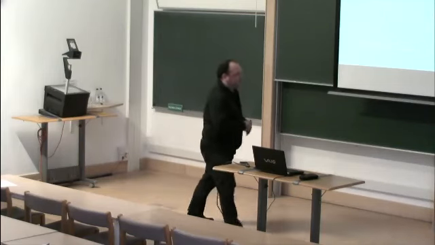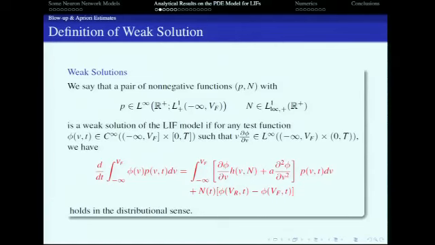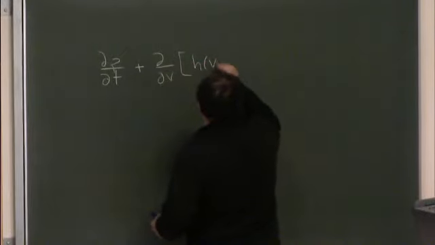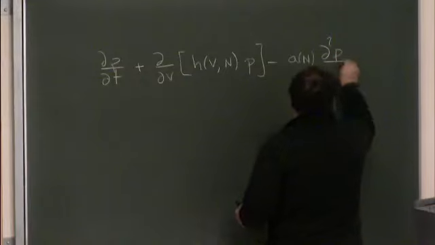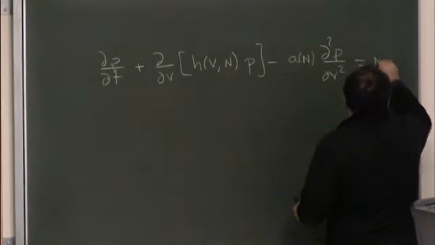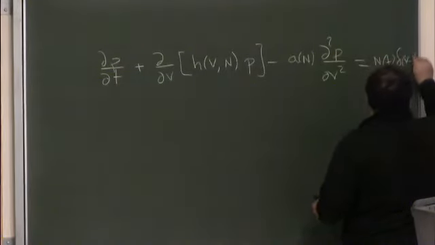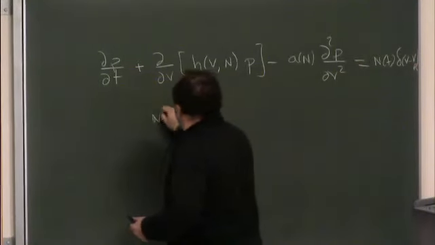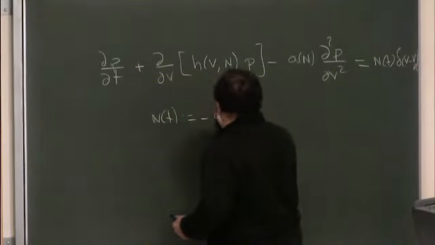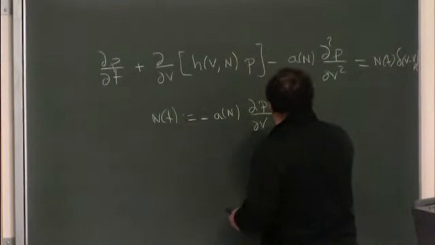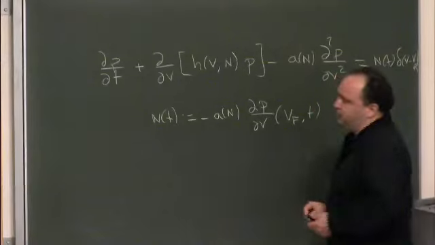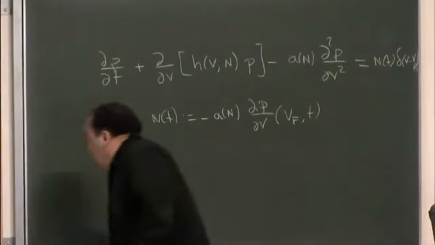Okay, so probably at this point it's a good time to write the equations again on the blackboard somewhere. So it's dp/dt plus, I hope I use the same notation, h of v n times p, minus a of n, second derivative of p with respect to v, equals n times the delta at the reset. And remember that n, by definition, is minus a of n, times the partial derivative of p with respect to v at the firing voltage. Okay, good.